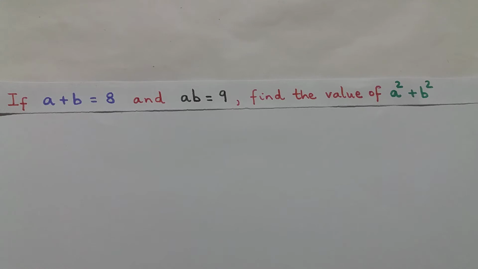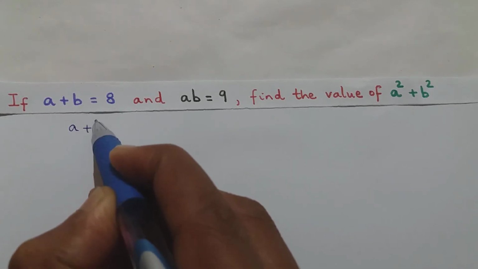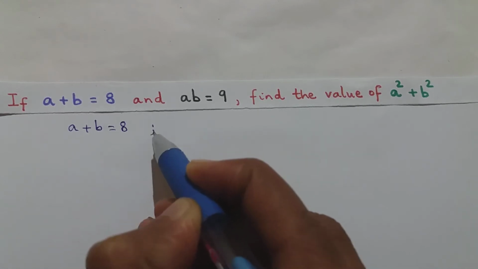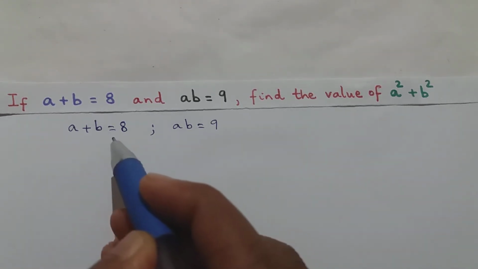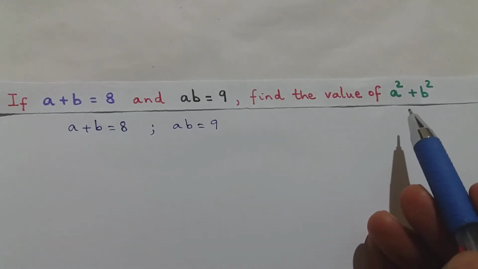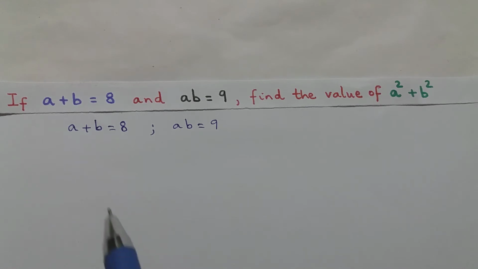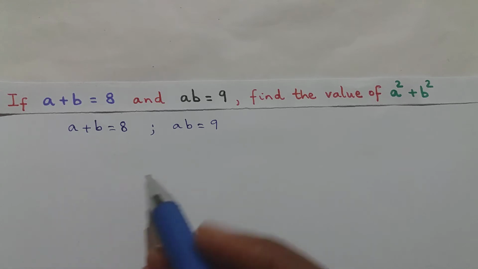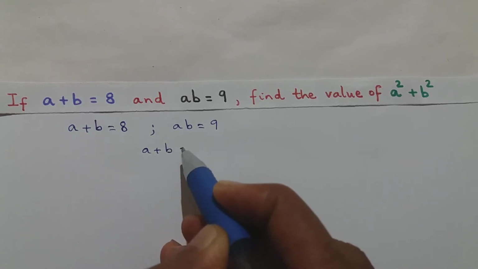So first I will write down the information that has been given to us. We know that a plus b is equal to 8, and we also know that ab is equal to 9. Based on these two pieces of information we have to find the value of a square plus b square. Now let us look at the given information, a plus b is equal to 8.